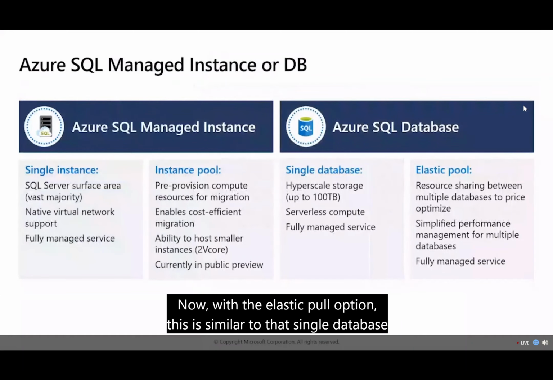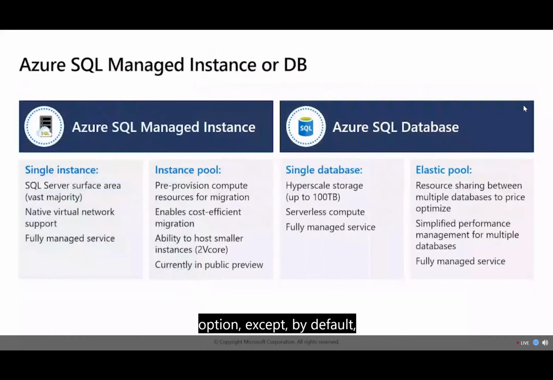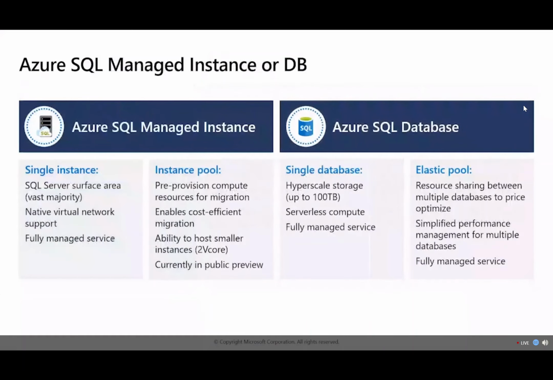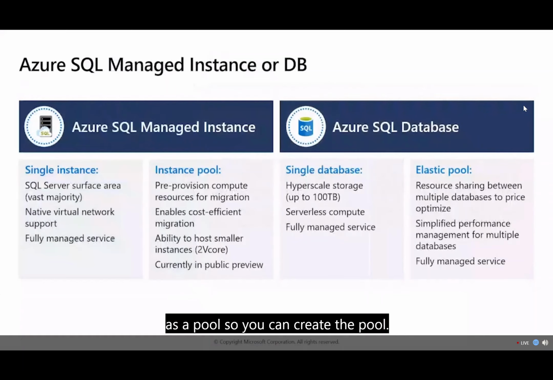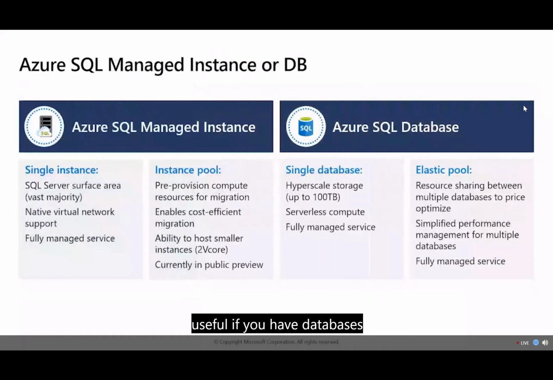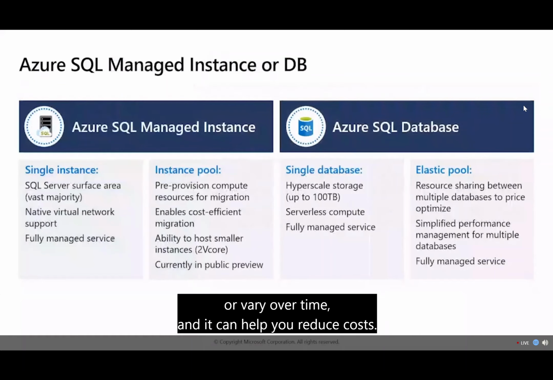Now with the elastic pool option, this is similar to that single database option, except by default, multiple databases can share the same resources like memory, storage, and processing power. And these resources are referred to as a pool. So you can create the pool and only your databases can use this pool. So it's not shared amongst other Azure users. And this model is actually quite useful if you have databases with resource requirements that can change or vary over time, and it can help you reduce costs.